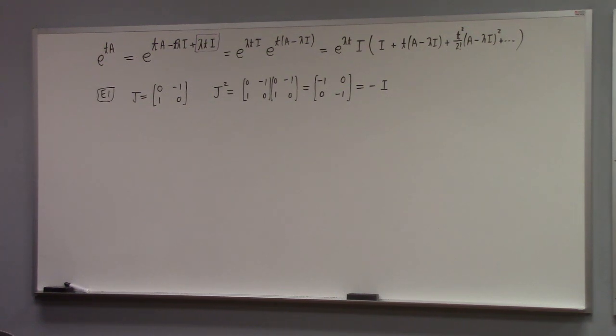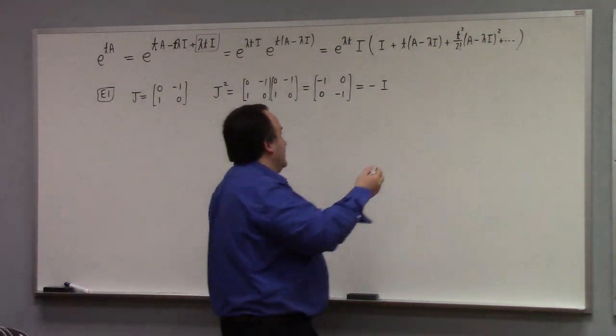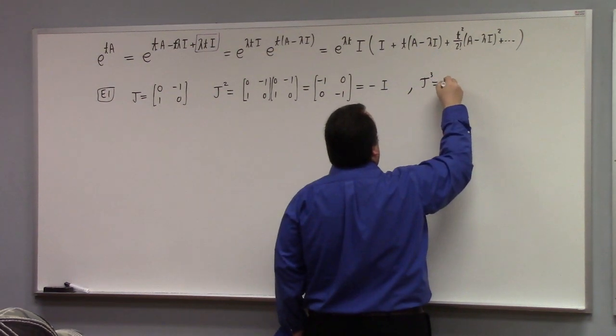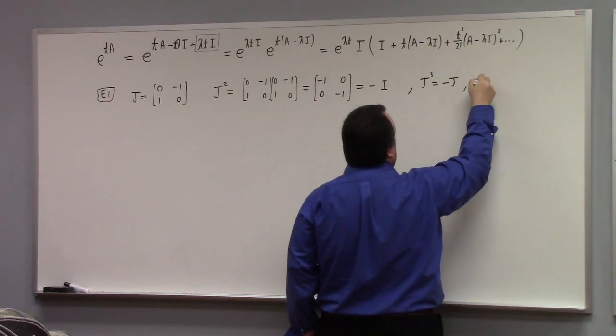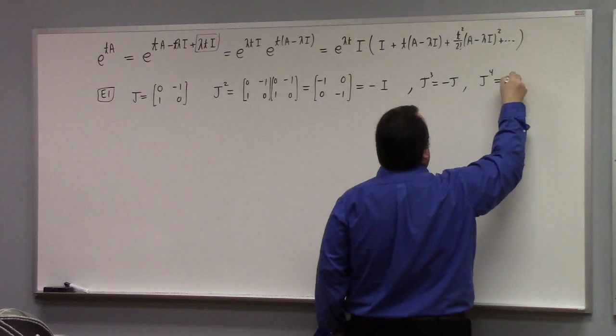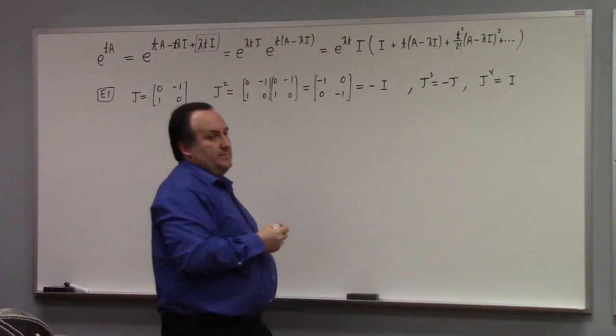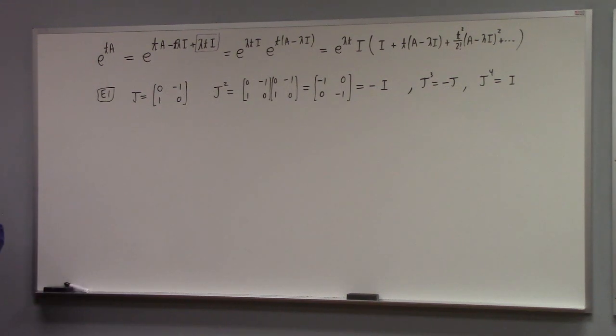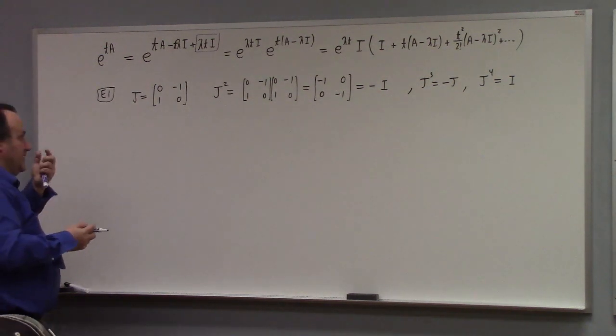It's like the j you use in electrical engineering, right? It's essentially like an imaginary unit. So let's think about this. What's J cubed? It's minus J, right? What's J to the 4th? It's just I again, right? Because it's minus J squared, which is minus minus I, which is I. So what? Well, let's work this out then.